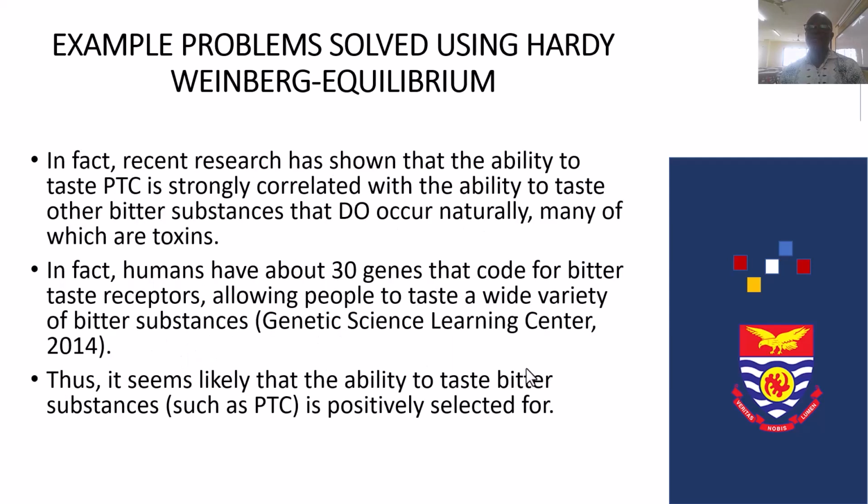daily lives. In fact, recent research has shown that the ability to taste PTC is strongly correlated with the ability to taste other bitter substances that do occur naturally, many of which are toxins. In fact, humans have about 30 genes that code for bitter taste receptors, allowing people to taste a wide variety of bitter substances.